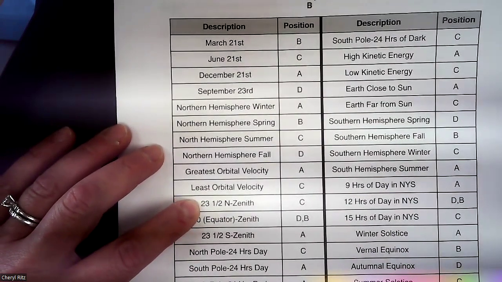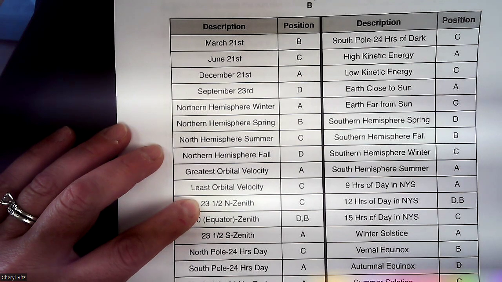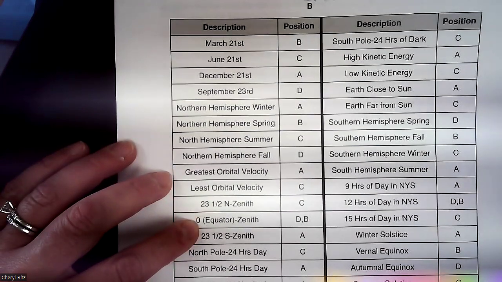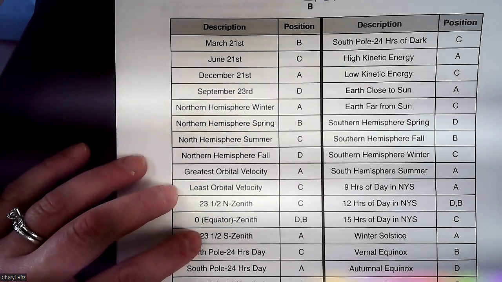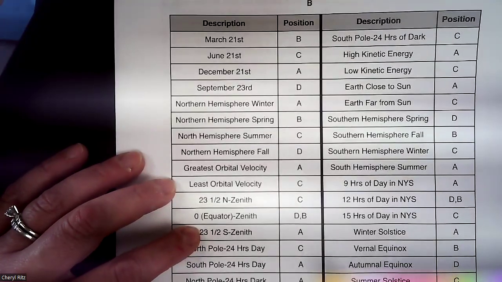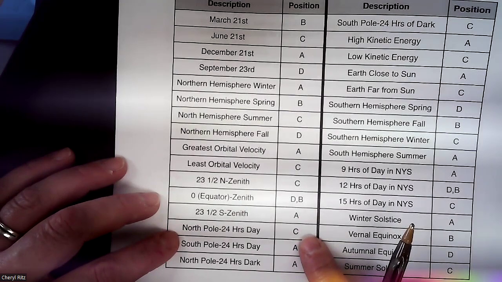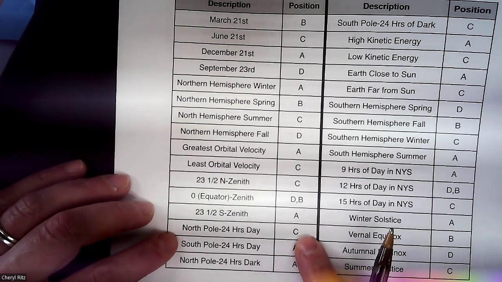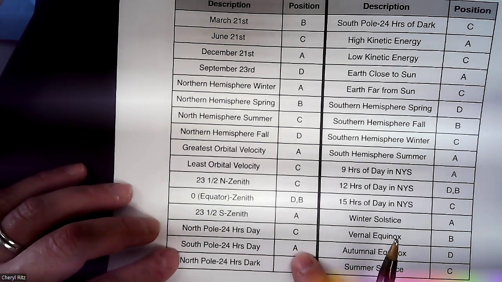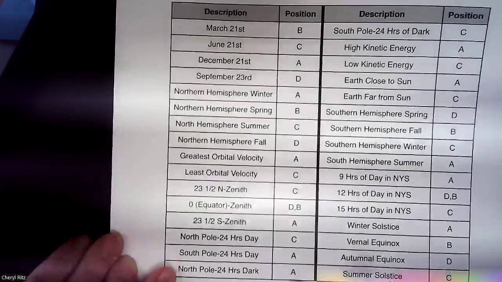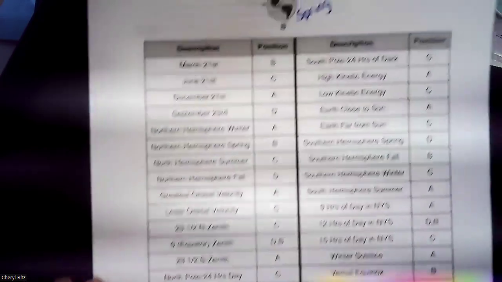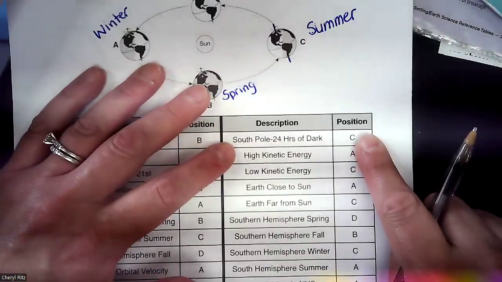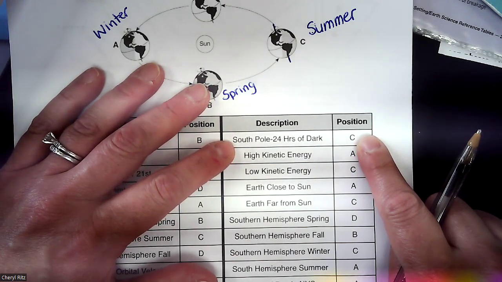The sun is at its zenith at 23.5 degrees north during our summer, which is C. The equator, spring and fall, so B and D, and 23.5 degrees south during winter, which is A. The North Pole experiences 24 hours of daylight during our summer. And 24 hours of day at the South Pole would be A, our winter. North Pole is dark during our winter, so that's A. South Pole, 24 hours of dark is C.